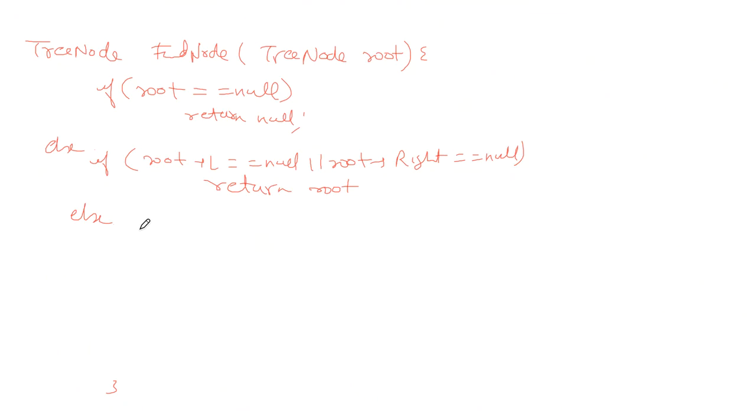Else, find a node. That means to say what? Root has both the children. If it surpasses this condition, it will only come to this else if root has both the children. Otherwise, it will not come. 0 children or 1 children are handled here, right? Find node root dot left, and then find node root dot right.